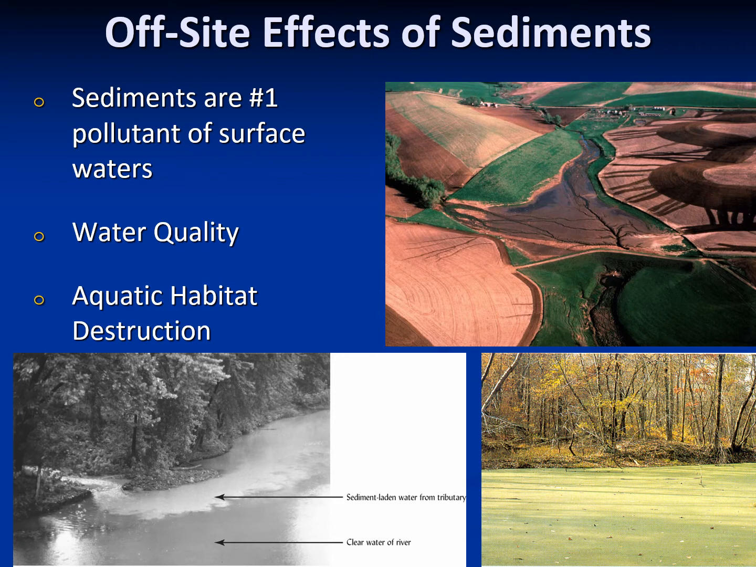Some off-site effects of sediments basically include the fact that sediments are the number one pollutants of surface waters. They negatively affect water quality and they destroy aquatic habitat. You can see here where you have sediment-laden water coming in from a tributary and into the clear water of the actual river. And if you get too much sediment coming into a body of water, it basically brings along with it a lot of attached nutrients, and they're kind of attached like a post-it note.